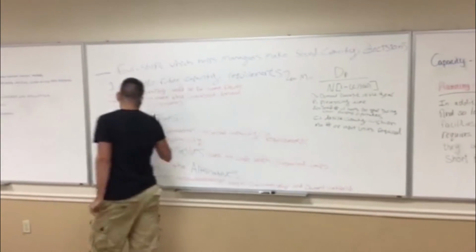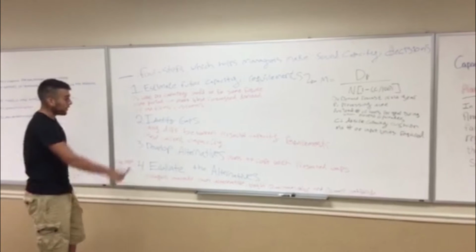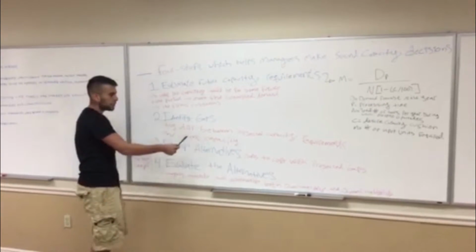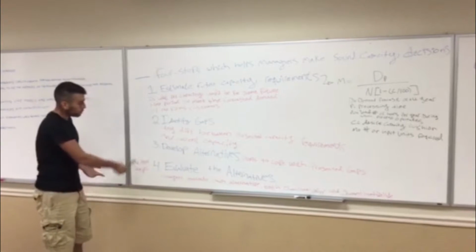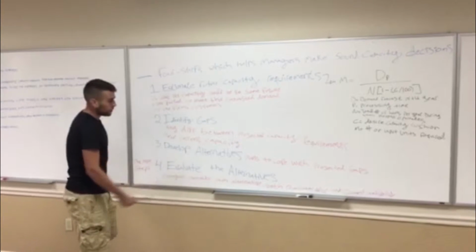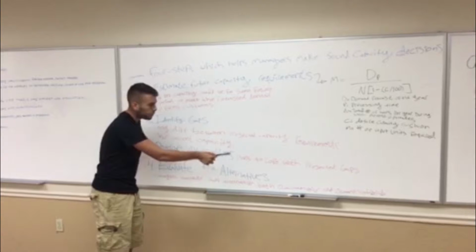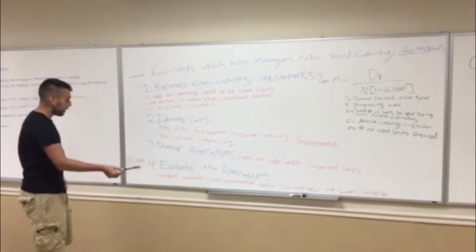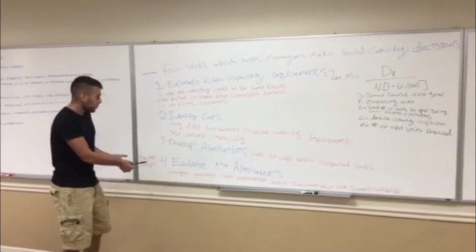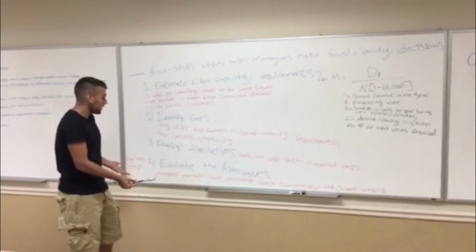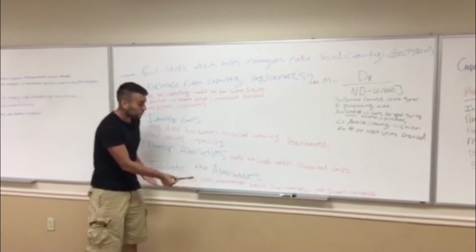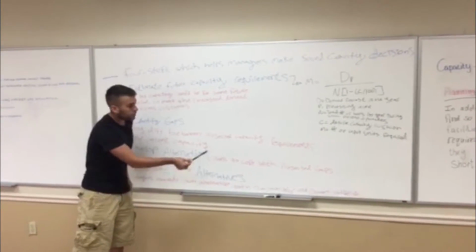For step number 2, we have identify gaps. This is basically any difference between projected capacity requirements and current capacity. For step number 3, we have develop alternatives, which are plans to cope with projected gaps. And last but not least, step number 4 is evaluate the alternatives, which basically says that managers evaluate each alternative both qualitatively and quantitatively.